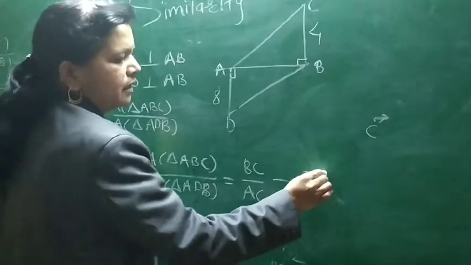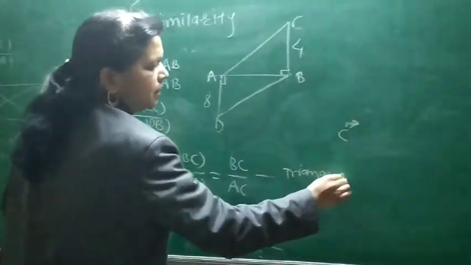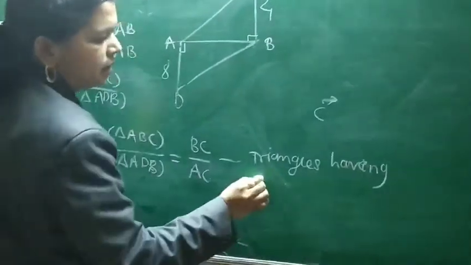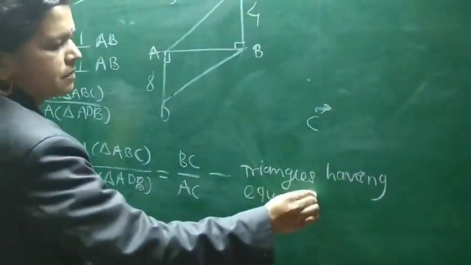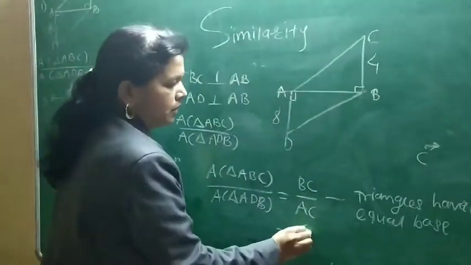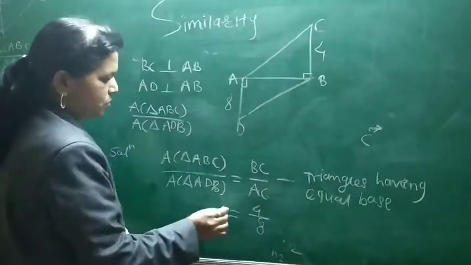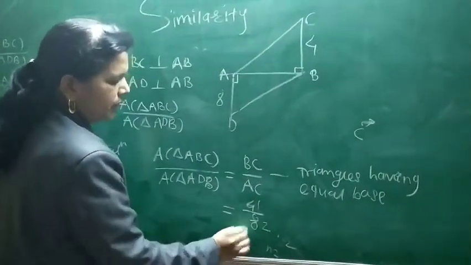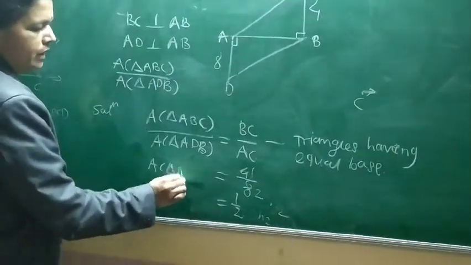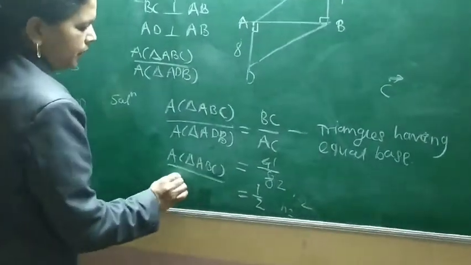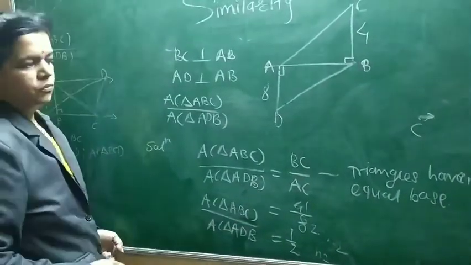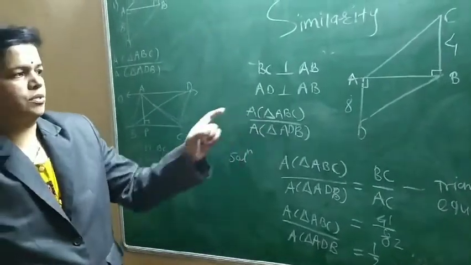We want to write here: triangles having equal base. Okay. BC is 4, AD is 8. So 4 ones are 4, 4 twos are 8. We will get the ratio 1 upon 2. So what is the ratio? Area of triangle ABC upon area of triangle ADB is 1 upon 2. This is the answer to the question.